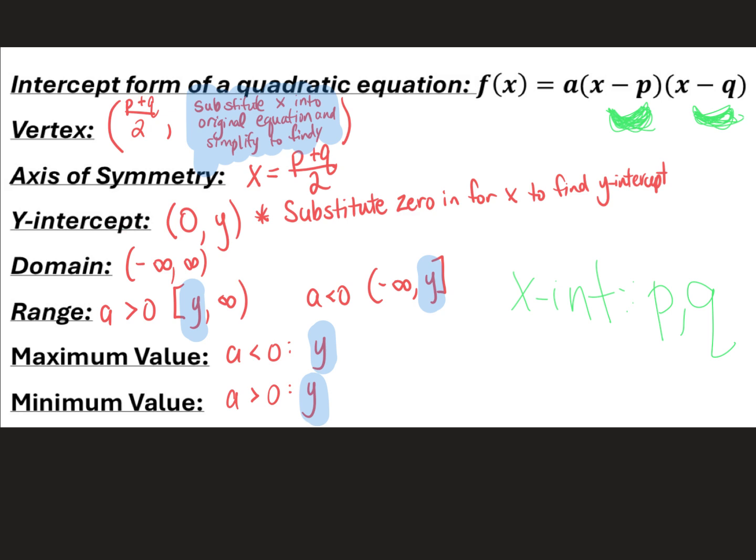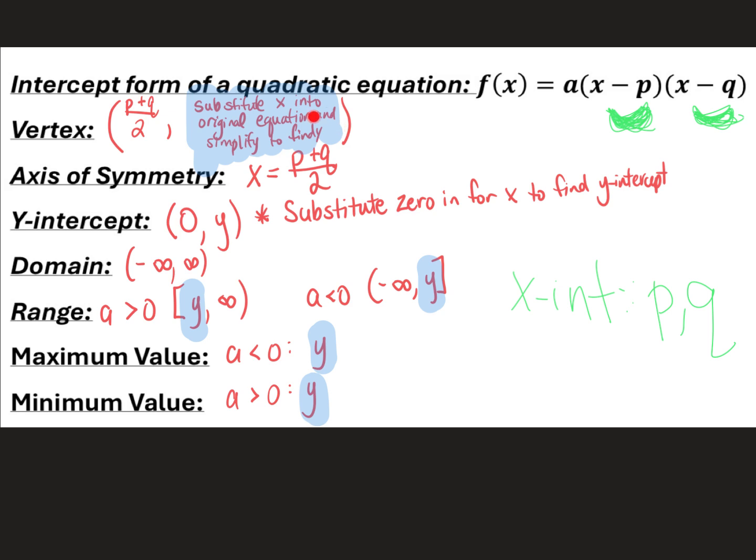The y-intercept is 0, and you substitute 0 in for X to find the y-intercept. So you'd put 0 here and 0 here, and you would do what's in your parentheses first, and do what's in these parentheses. Then you'd multiply A times this value, and that would be your y value for your y-intercept. Domain, still negative infinity to positive infinity. The range, this all still looks the same. Hopefully you notice that all of this looks the same for each of those forms.